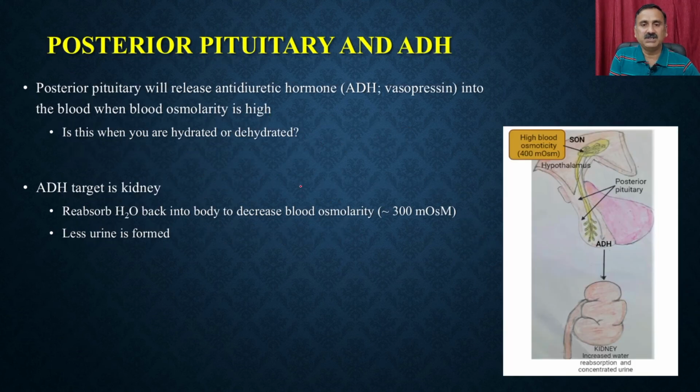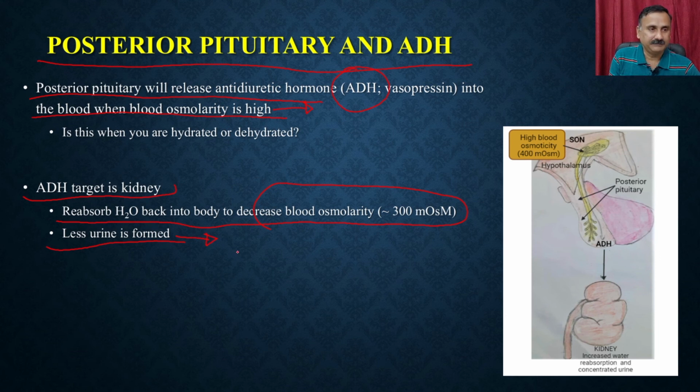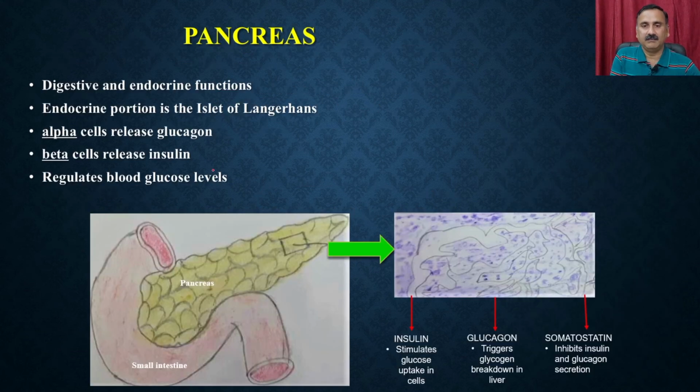Then we have the posterior pituitary and the ADH. The posterior pituitary will release the antidiuretic hormone, or ADH, into the blood when the blood osmolarity is high, which means it is going to dilute the blood. So, the ADH target is the kidney. It reabsorbs the water back into the body to decrease the blood osmolarity, right. And this means if there is more production of ADH, it is going to induce lower production of urine.